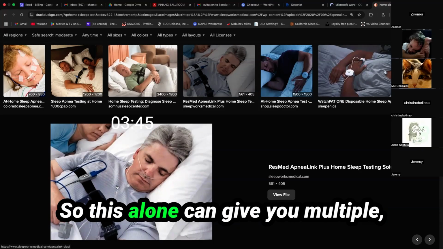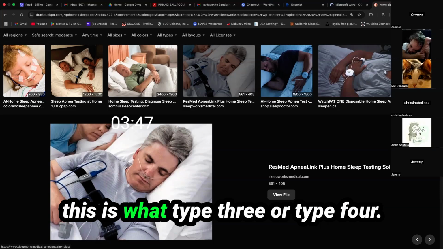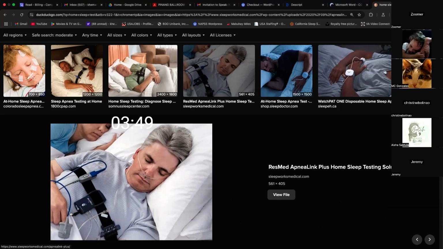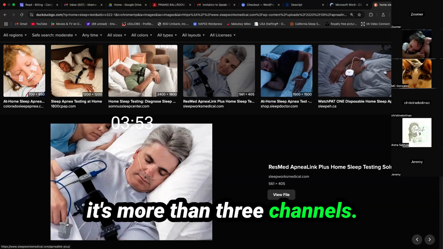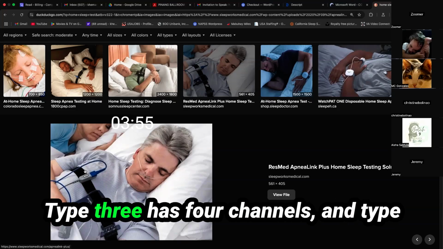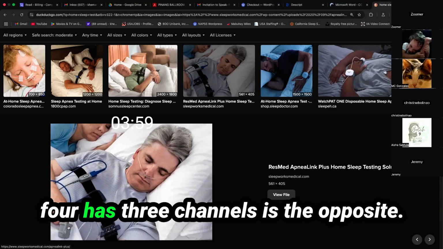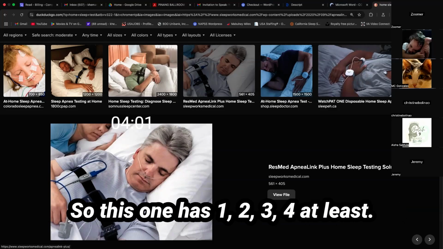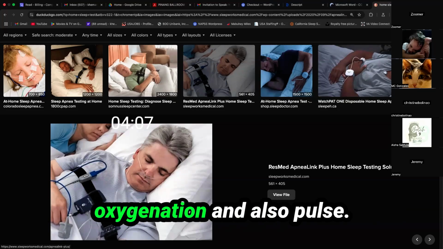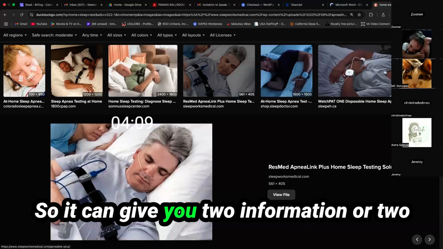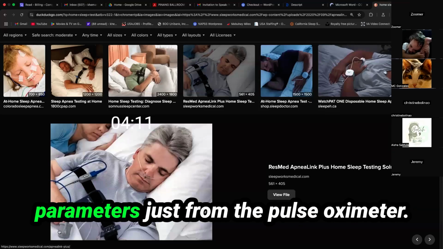So this alone can give you multiple. This is what, type 3 or type 4? Type 3, minimum type 3, because it's more than 3 channels. Type 3 has 4 channels, and type 4 has 3 channels. It's the opposite. So this one has 1, 2, 3, 4 at least. But the oximeter, like I said, measures oxygenation and also pulse. So it can give you 2 information or 2 parameters just from the pulse oximeter.